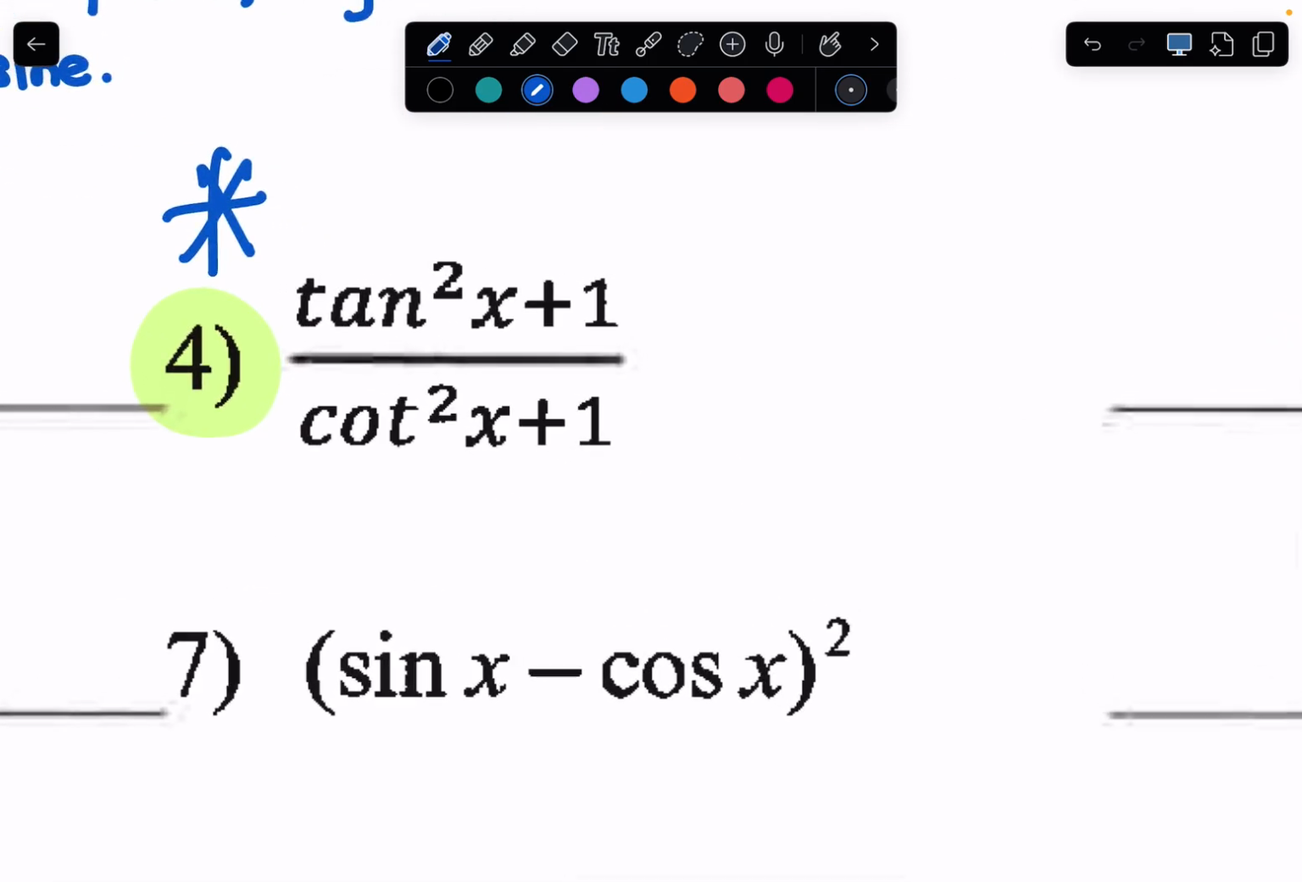This one has a star by it, so that's probably super important. I don't know. It just seems like something I would make important.